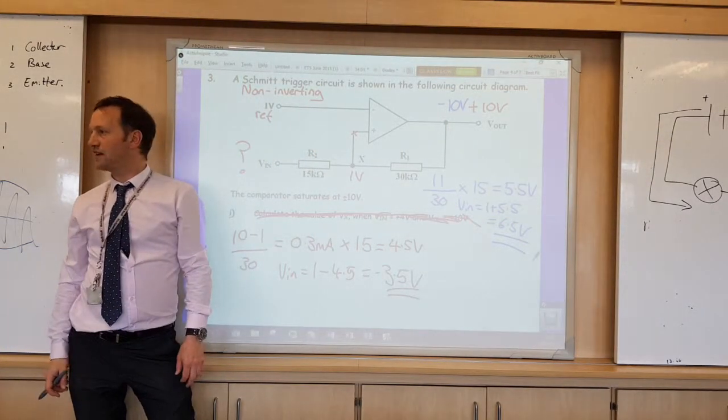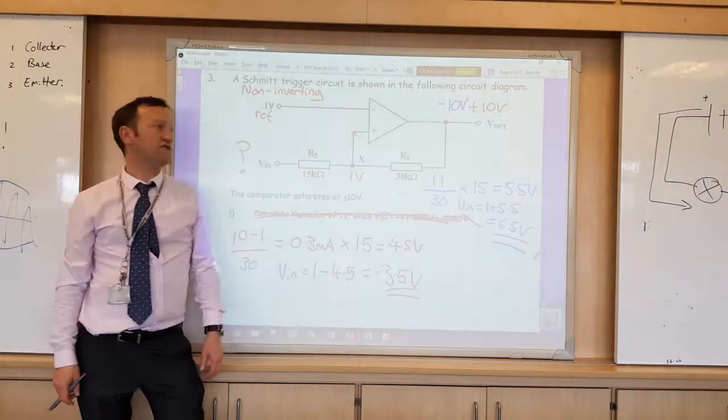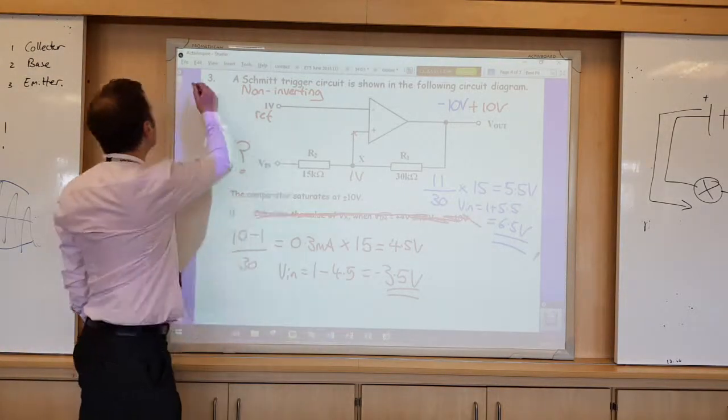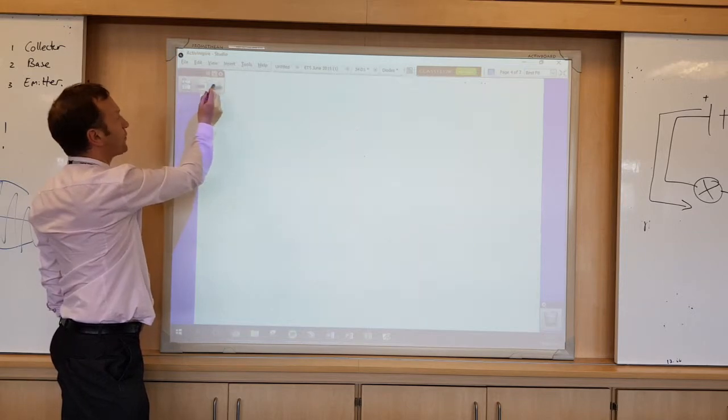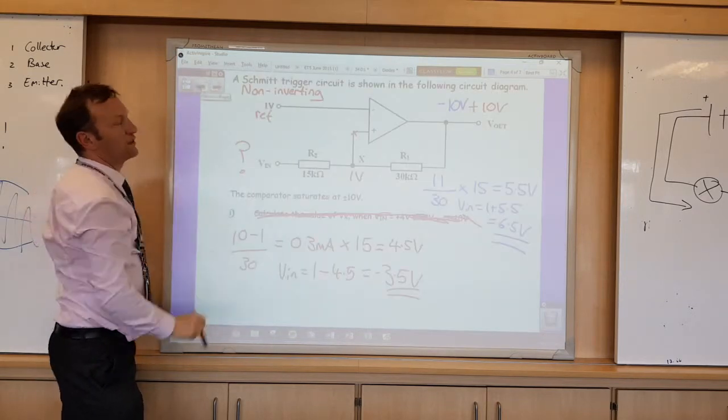So that's your inverting and your non-inverting Schmitt trigger. Is there anything else? You get it? If you don't, we'll leave it there, shall we?